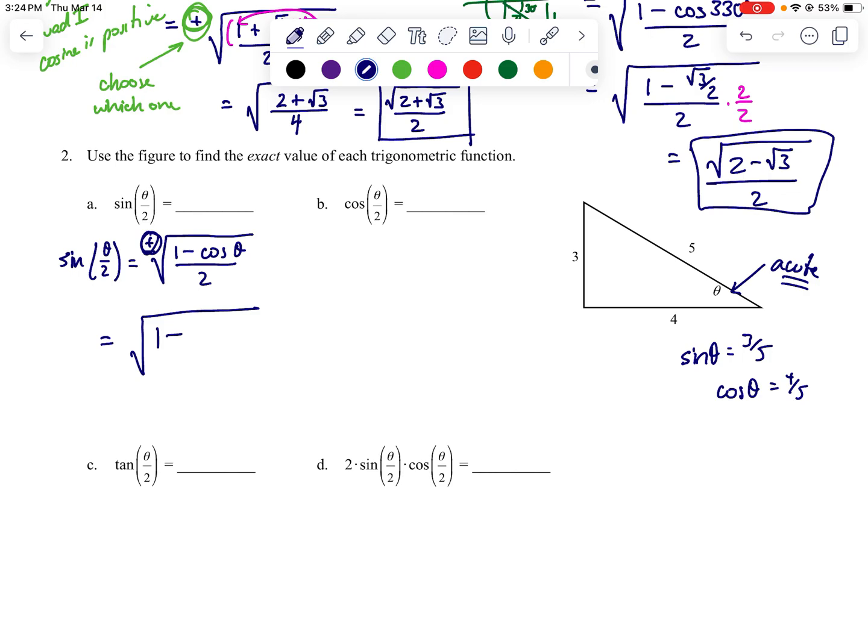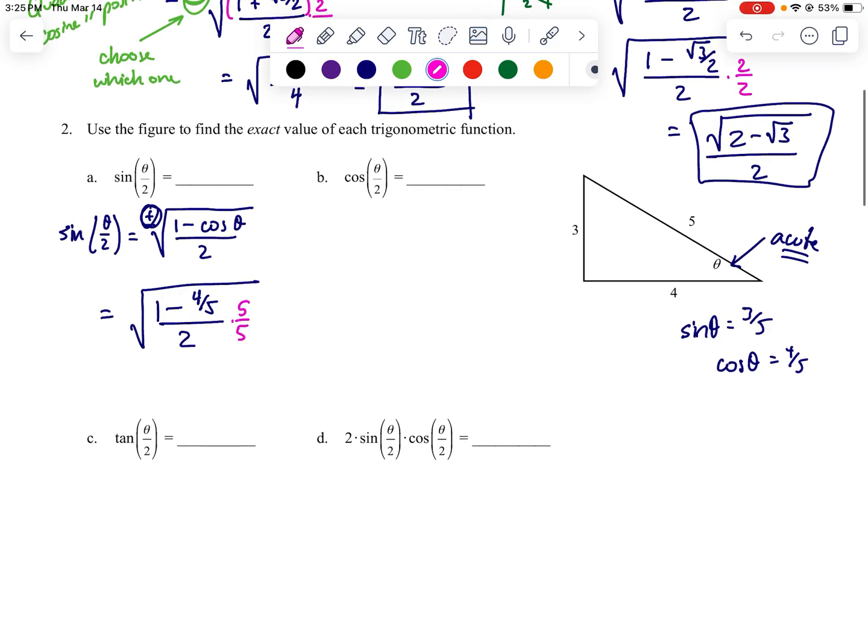And then we've got 1 minus the cosine of the original angle theta. The original angle theta had a cosine of 4/5, so this would be 4/5 all over 2. Technically that's it, but we typically like to simplify. So again, I would multiply in here by 5 over 5. That's going to give us the square root of 5 minus 4 all over 10, which is the square root of 1/10, right? You can leave it as that, or you could write it as 1 over radical 10.